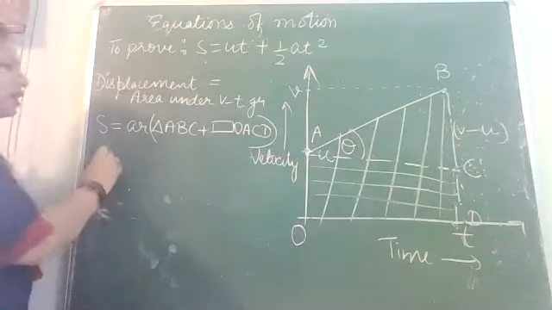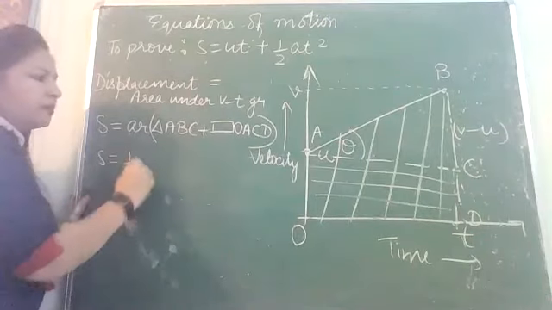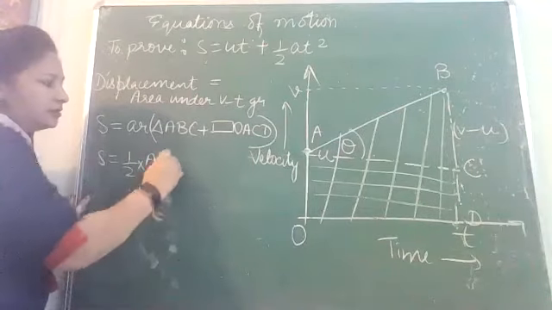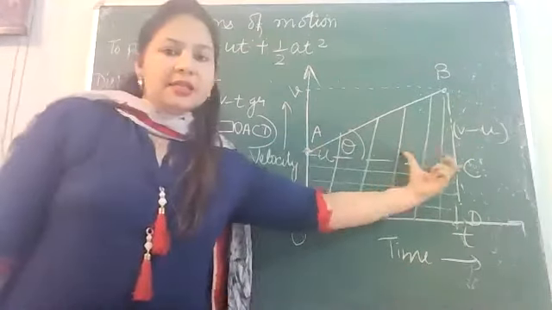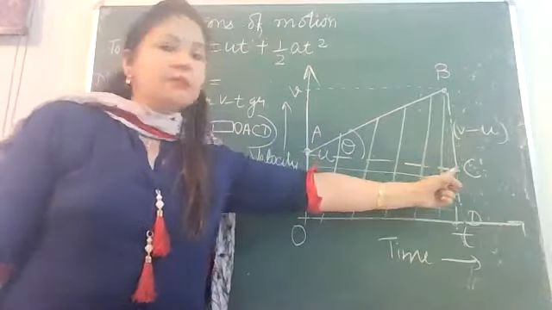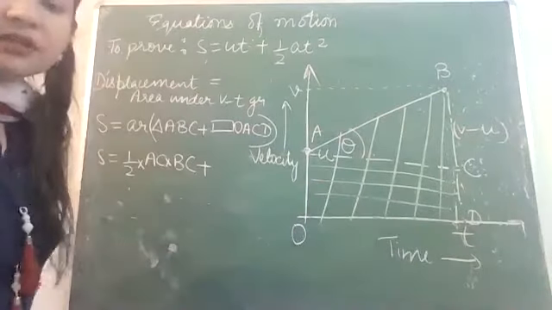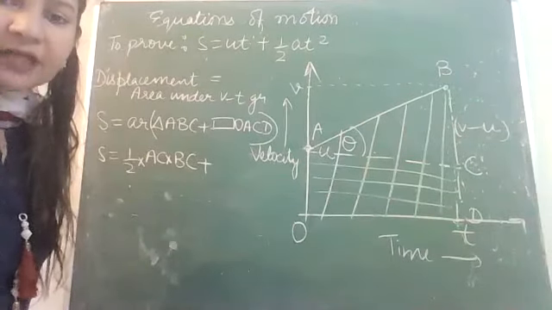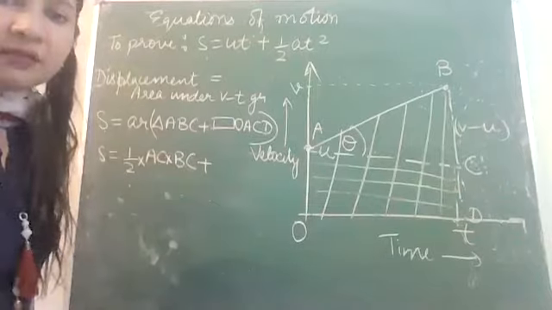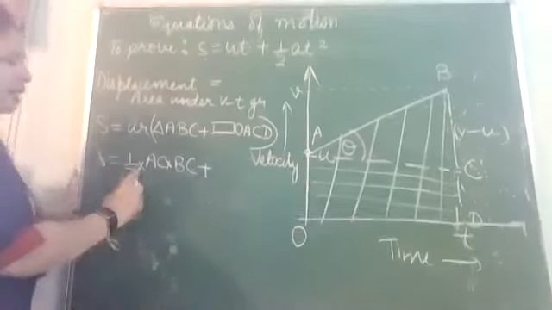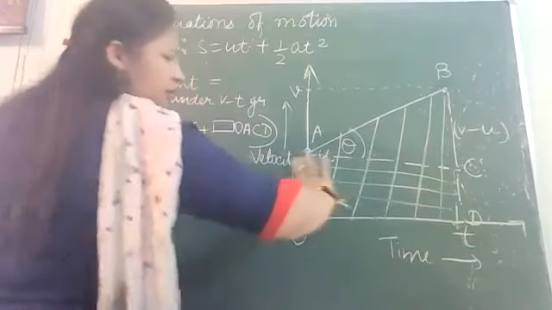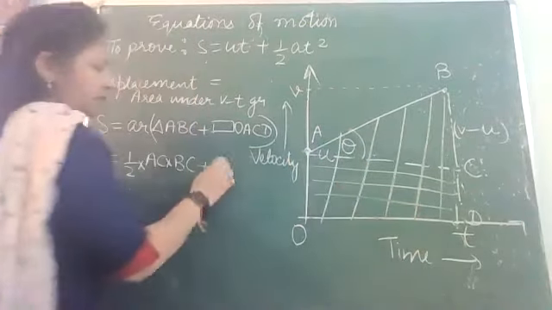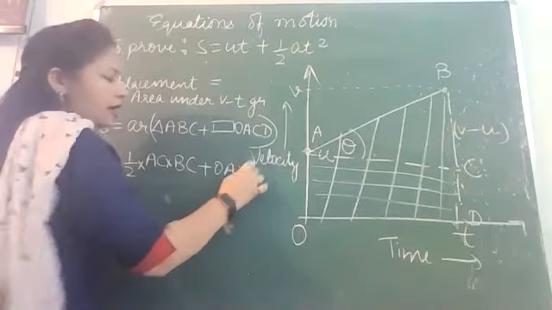Now what is the area of the triangle? Half into base into height. What is the base? You can see from the graph, the base of the triangle is AC and the height of the triangle is BC. All right, so the area of the triangle I have written. What is the area of the rectangle? Length into breadth, OA into OD. So simply I write OA into OD.